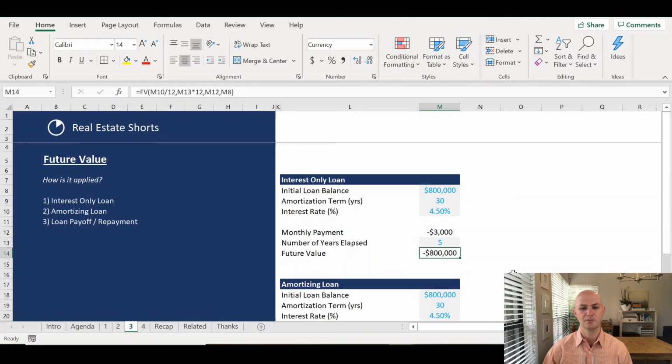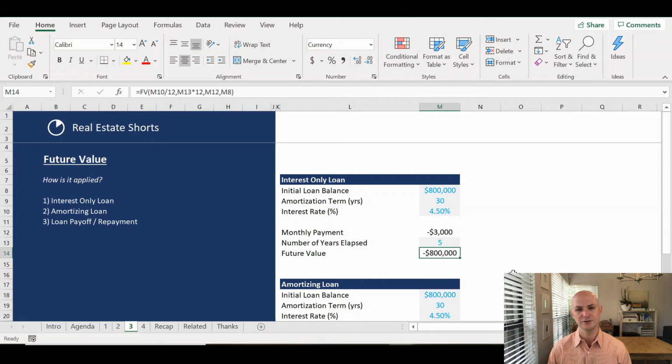So how is this really applied? So I think future loan balances are applied in kind of two contexts. Obviously, you're trying to figure out what it's going to be at some point in the future, but maybe the circumstance is you're trying to refinance the loan at some point. You need to know how much is left. Or you're trying to figure out how much you can net in sales proceeds when you sell the property 5 or 10 years from now. You need to know how much to repay the bank first. And so the future value function will come into play.